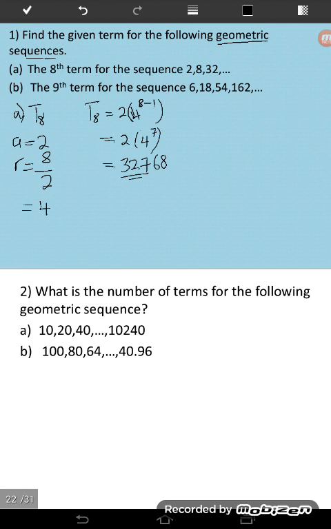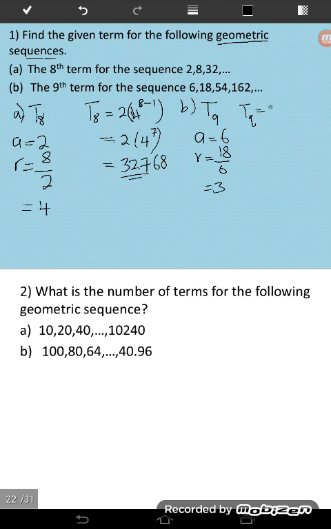Okay. So B, find the 9th term for the sequence 6, 18, 54, 162. So we need to find T9. So find the first term. First term is 6, and then R, the common ratio, is 18 divided by 6, which is equal to 3.